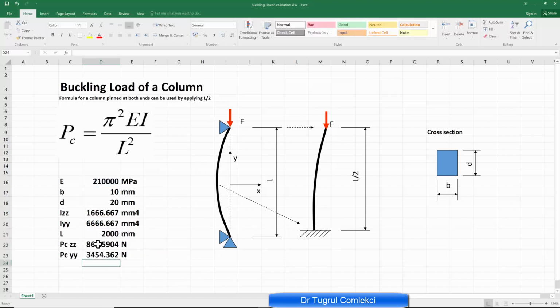So this formula gives us the value 863, and in the other plane, if this beam was going to bend in the other plane, then we can look at a much higher value, 3454. So the problem that we are interested in is actually going to have a much lower critical load carrying capacity, 863. So we'll try to model this now using Creo Simulate.